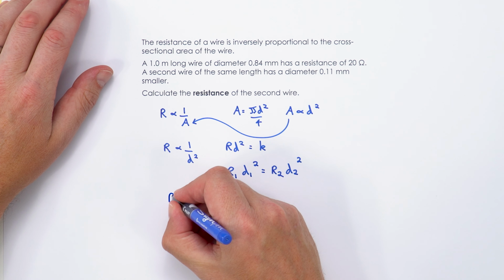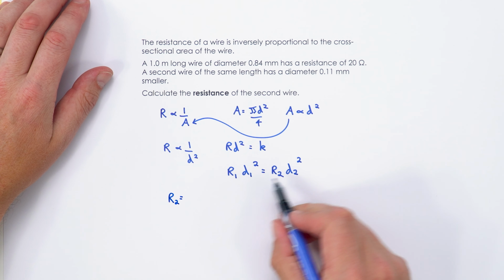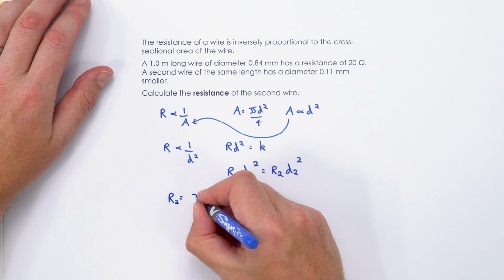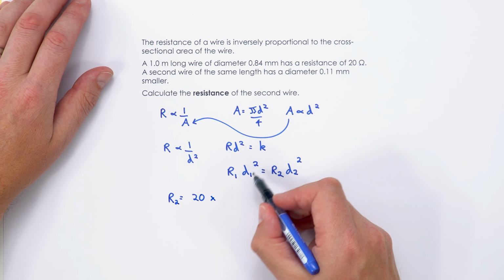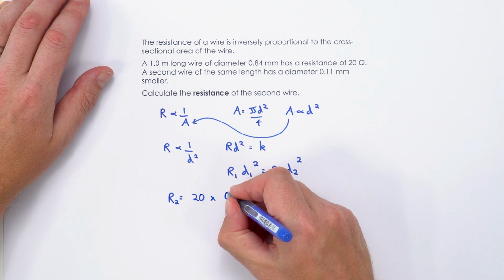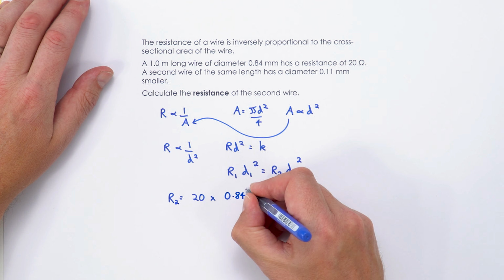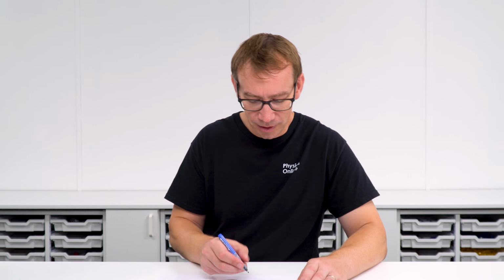So we can say that the resistance of that second wire is going to be equal to the resistance of the first wire, which is 20 ohms, multiplied by the diameter of that first wire squared. So that's going to be 0.84 squared. I'm going to leave it in millimetres because we're dividing it by another thing in millimetres.